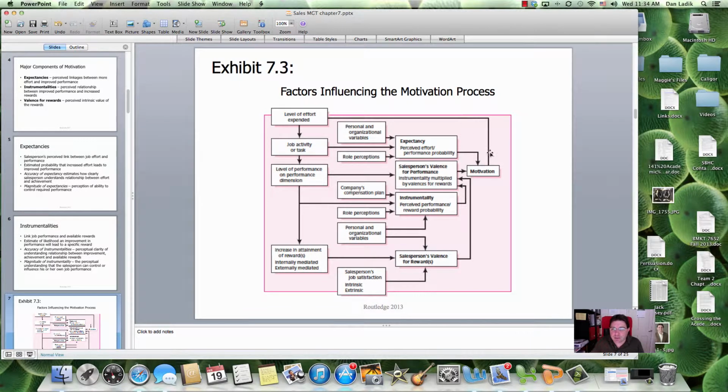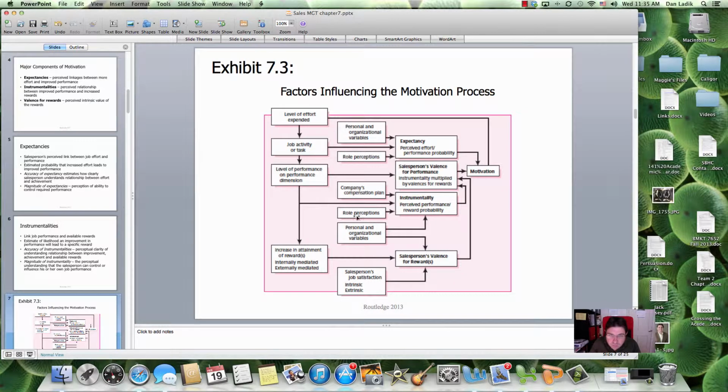Some factors influencing the motivating process. Just so you know, salespeople love these kinds of diagrams, or sales researchers love these kinds of diagrams. I've drawn them myself. Mine usually don't have this many arrows, but man, is this a pretty picture. Or not so pretty picture. So we have motivation, and we're starting over here, level of effort expended, job, task, or activity, the level of performance on the dimension. We have all kinds of moderators here. Again, we have expectancy, valence for performance, and instrumentality. And all this goes back into motivation.